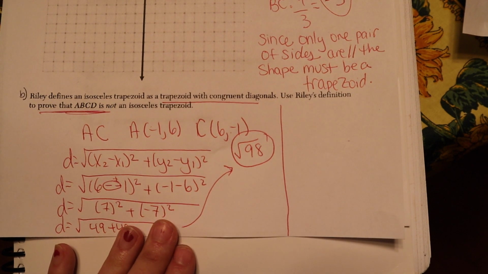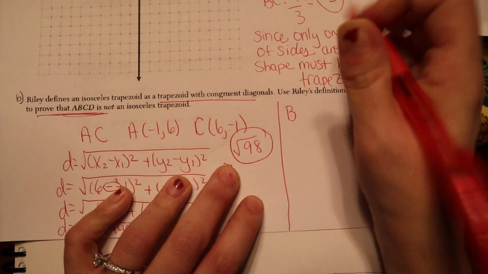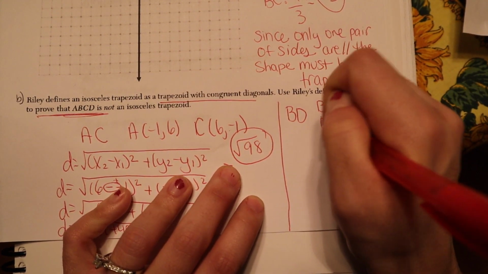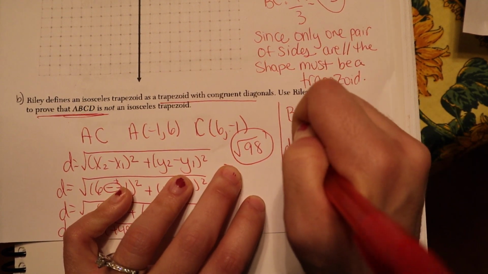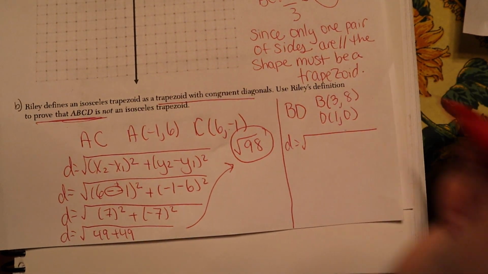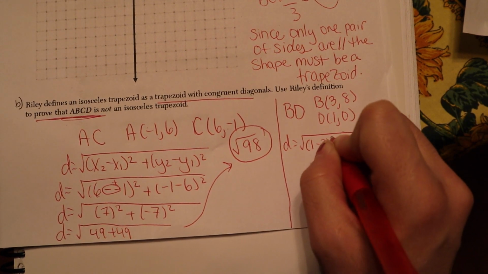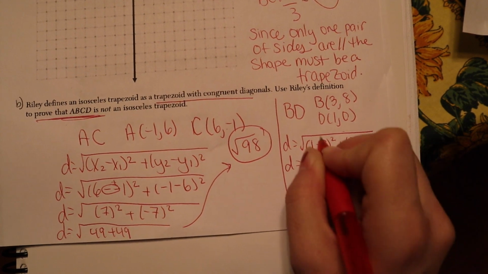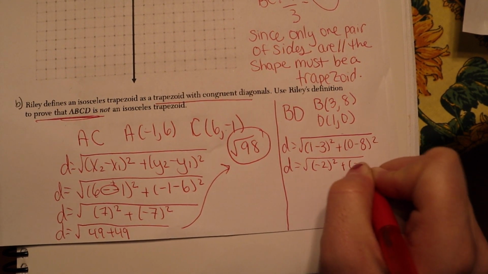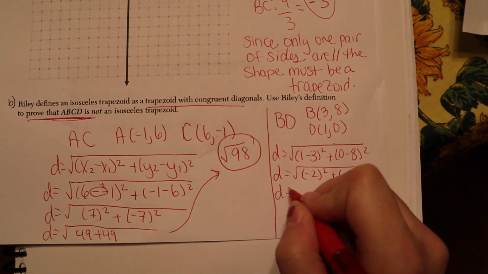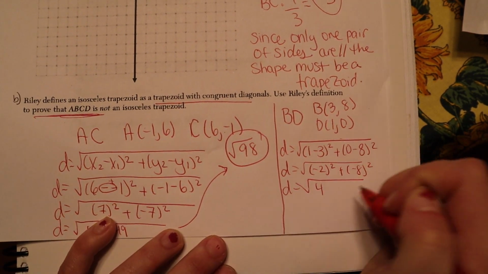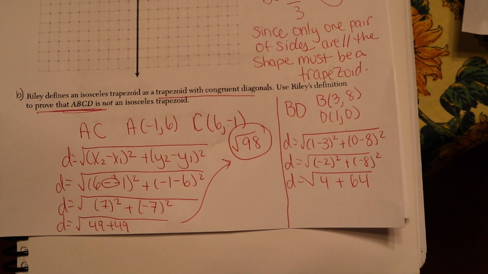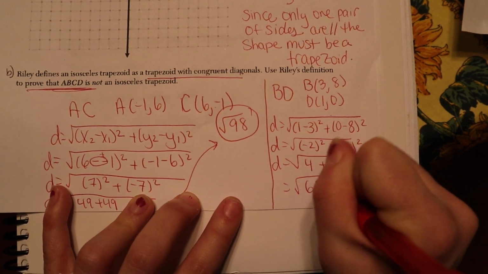Now let's do diagonal BD. B has coordinates of 3, 8. D has coordinates of 1, 0. Again, I'm using the distance formula. x2 minus x1. So 1 minus 3 squared plus 0 minus 8 squared. 1 minus 3, I'm going to have negative 2 squared plus negative 8 squared. Negative 2 squared is 4. Negative 8 squared is 64. Anytime you square a negative, remember it comes out positive. This will be the square root of 68.